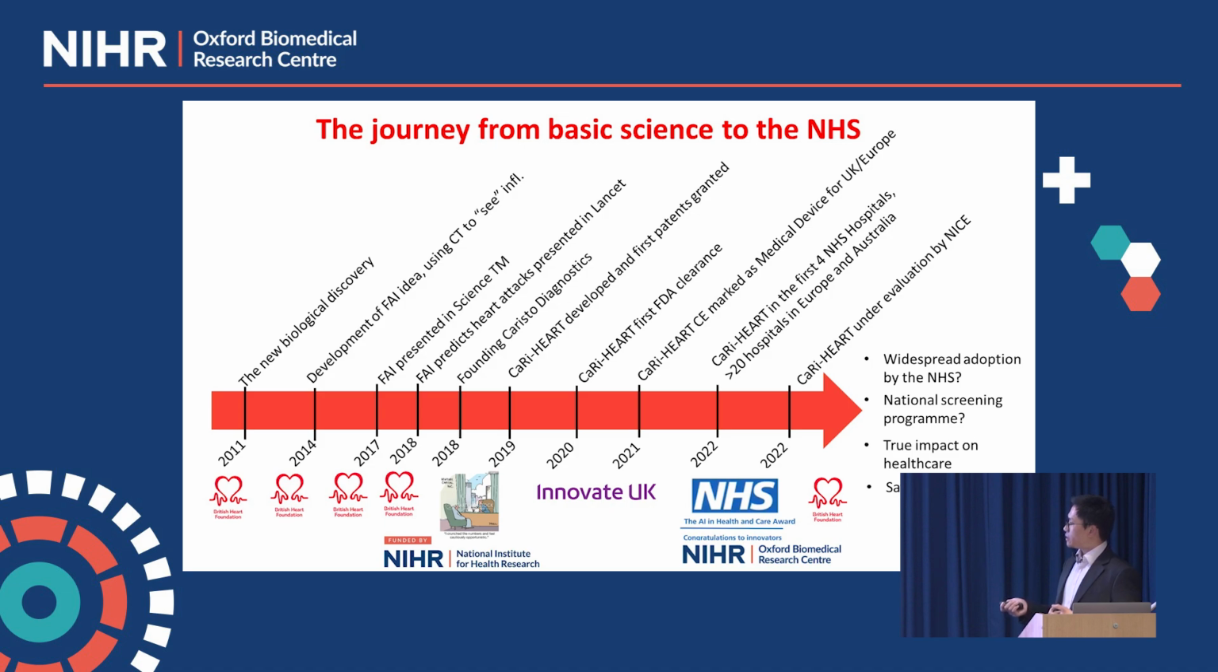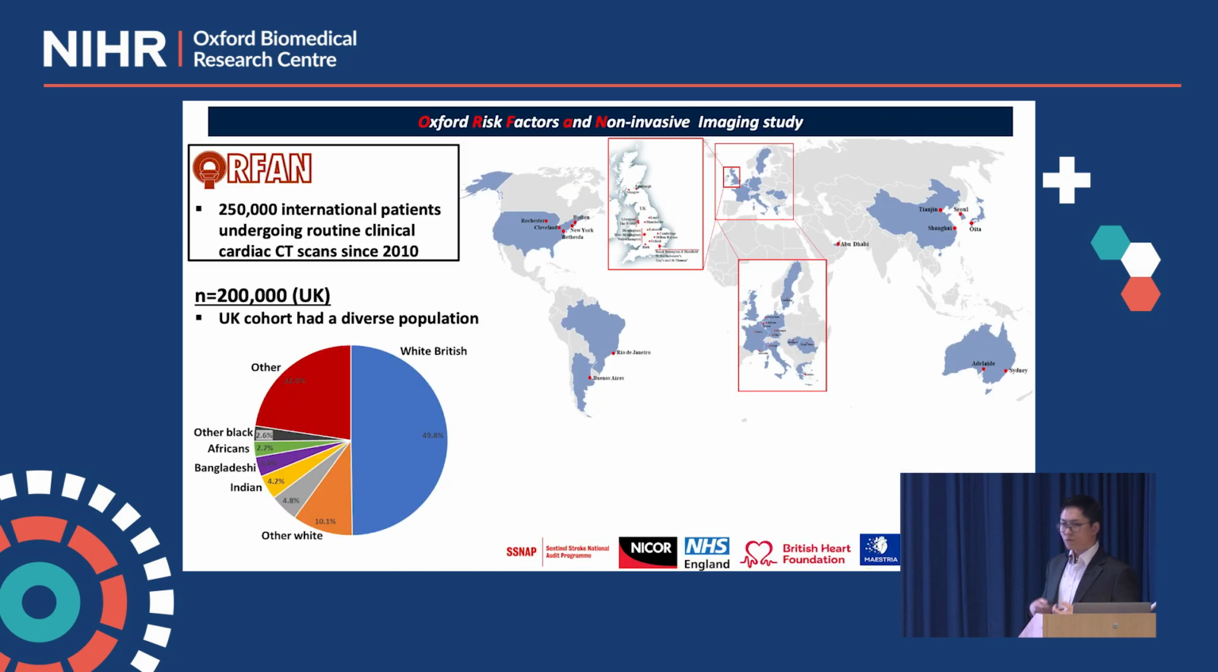And that cannot be done without the support from various funding bodies. And so what is the next step? The ORFAN study, the Oxford Risk Factors and Non-Invasive Imaging Study, is still ongoing. We aim to include 250,000 patients over the country and across the world, and we aim to recruit 200,000 patients in the UK. And at the moment, we are almost over halfway.